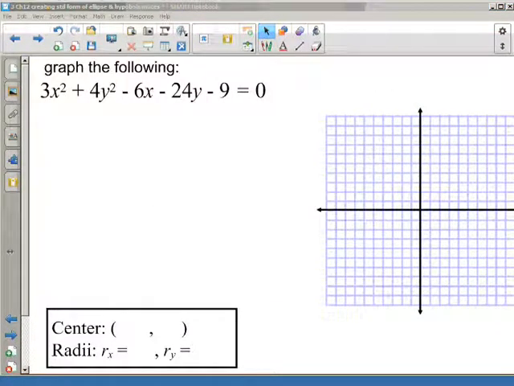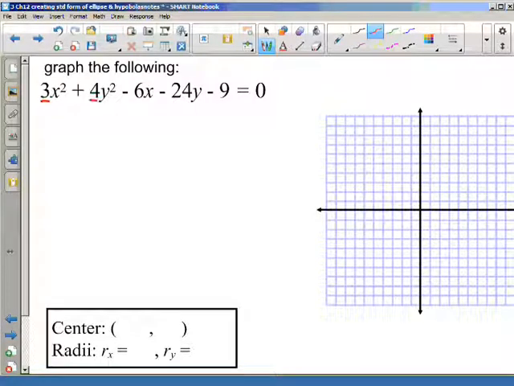Okay, and now we're ready to work a very similar problem. The key thing to notice on this problem is that the coefficients of x squared and y squared are now different. That means it'll stretch differently vertically versus horizontally, and because they're both positive, it'll make an ellipse. So our first step, though, starts off very much the same as the previous problem.